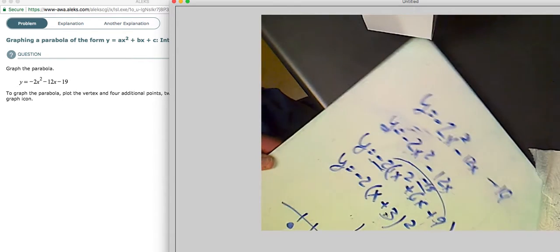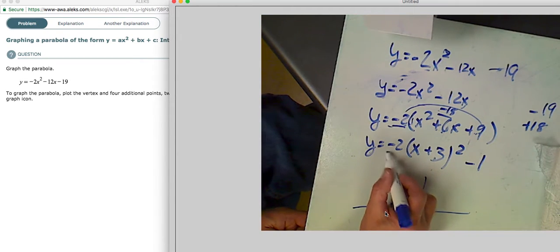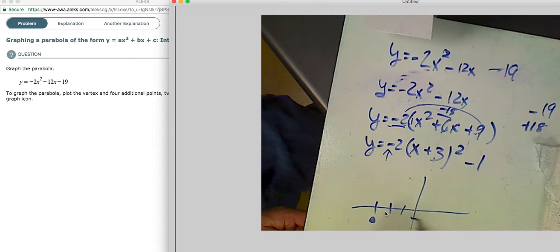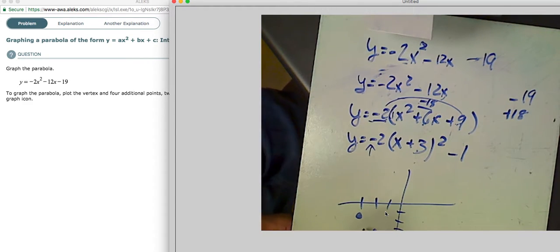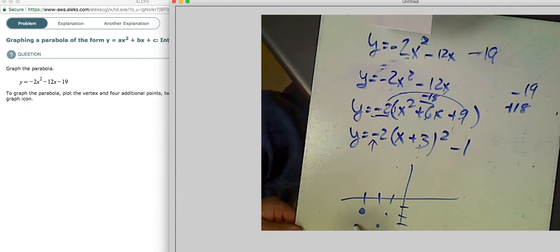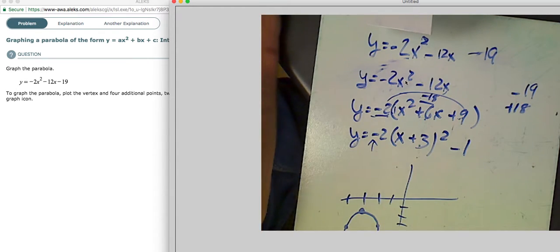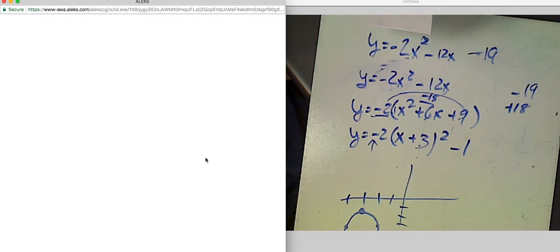And my graph, let's see, how am I going to do this? I have a vertical stretch of -2, so there's -1. This one's going to go here, that one's going to go right there, and this one's going to go right here, and it's going to graph something like this. I can always plug in values and fill in my picture a little bit more. Okay, let's look at the next problem and see what that one looks like.